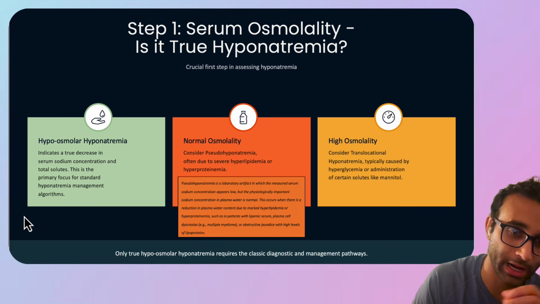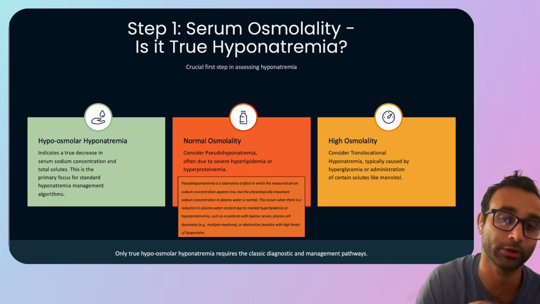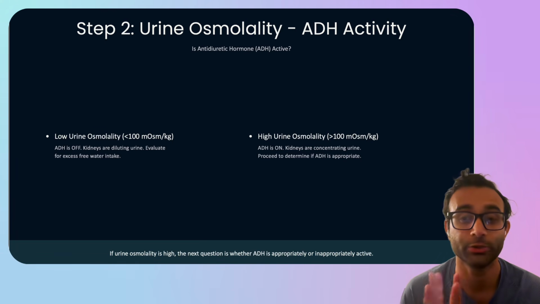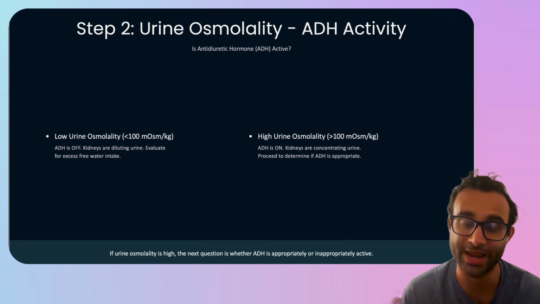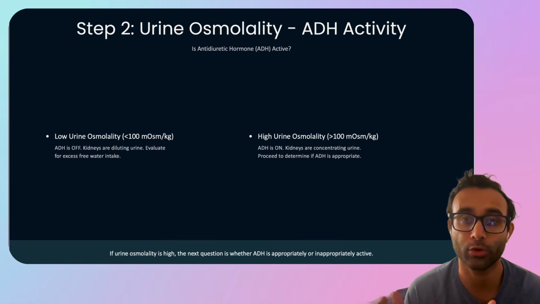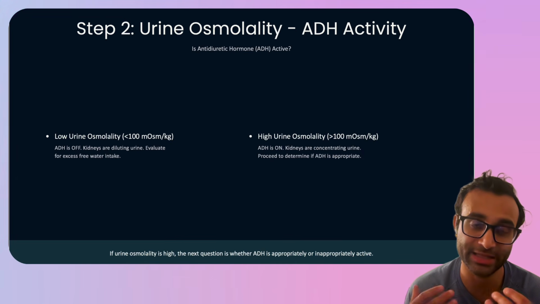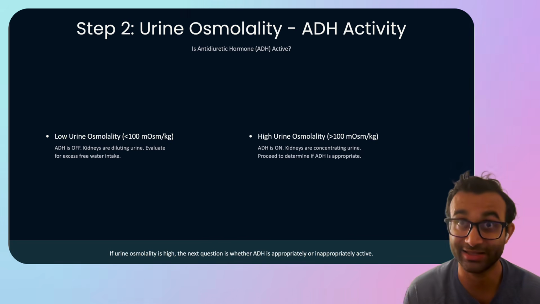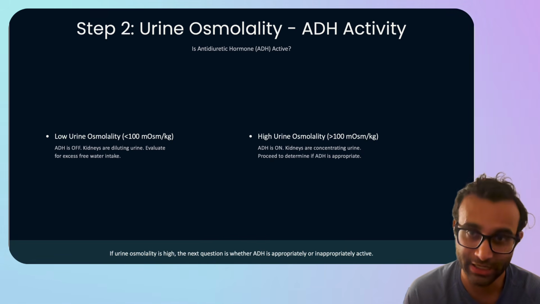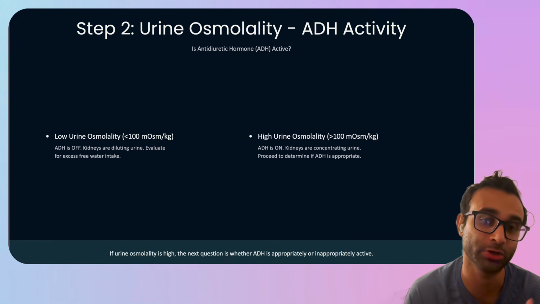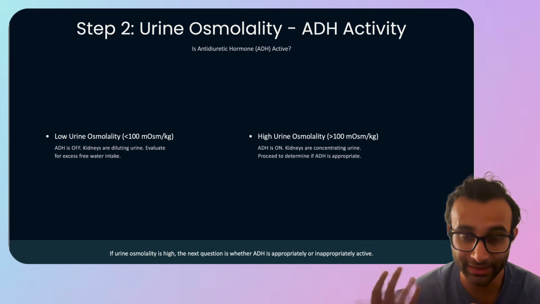So assuming you have true hypoosmolar hyponatremia, the next lab that we want to look at is your urine osmolality. The reason why urine osmolality is important is because it is an indirect representation of what's going on with ADH, antidiuretic hormone. Antidiuretic hormone inserts aquaporins into the collecting duct of nephrons, and that leads to reabsorption of water. The water is reabsorbed from your urine into your bloodstream. So if ADH is working and those aquaporins are inserted into the collecting duct, you're going to get water leave the urine and enter your bloodstream. And therefore, your urine should be concentrated.